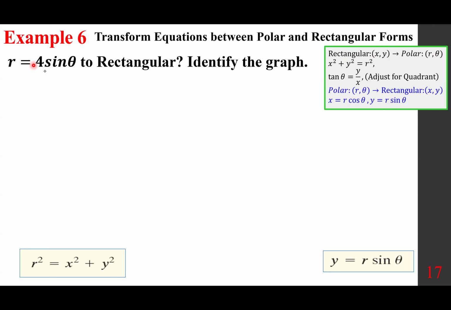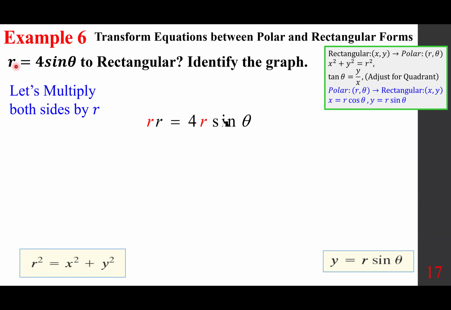So when you have r equals 4 sine theta, okay, the technique is remembering r squared is x squared plus y squared and y equals r sine theta. So if we multiply both sides by r, what happens? The left side becomes r squared and the right side becomes 4r sine theta.